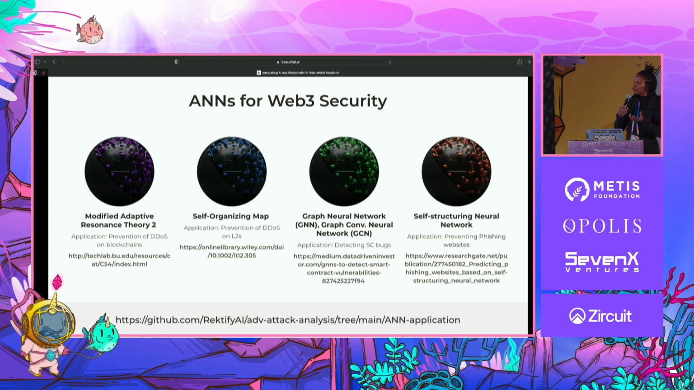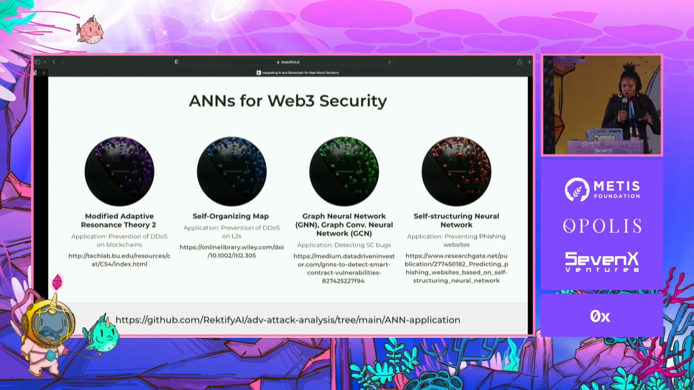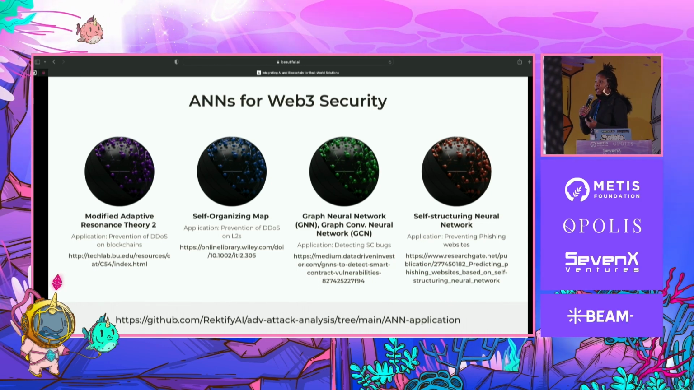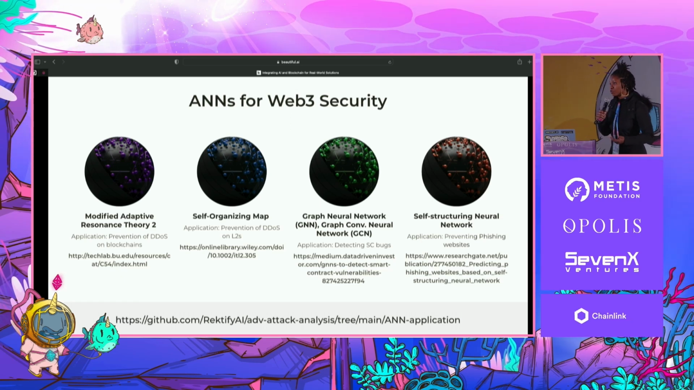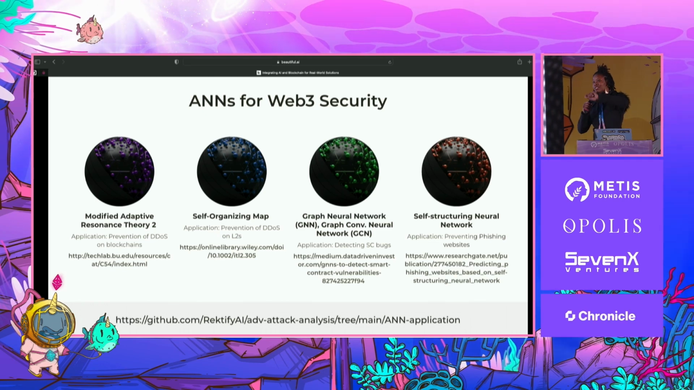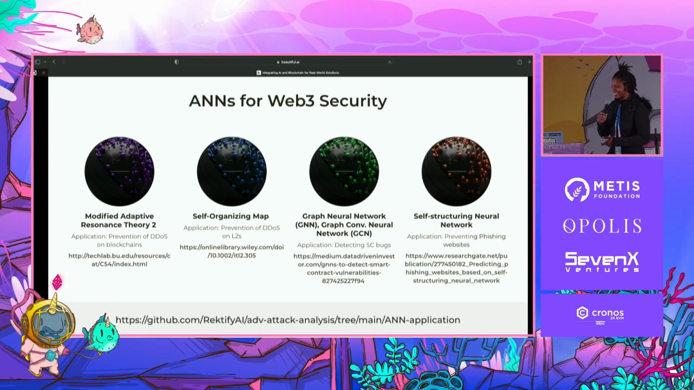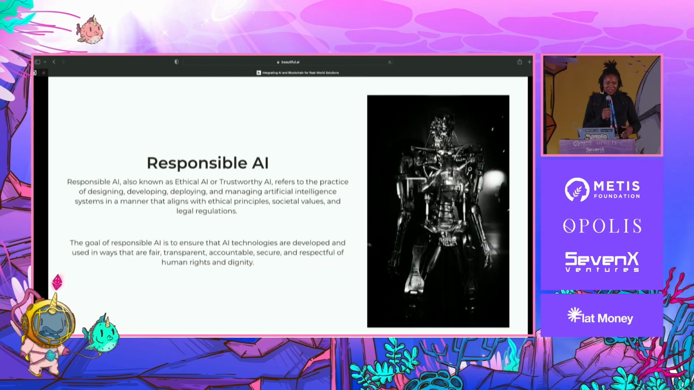Graph neural networks, degree-free graph convolution neural networks can be used for smart contract vulnerability detection. And then also self-structuring neural networks can be used for preventing phishing. So we've seen in the NFT run, there's been a lot of phishing attacks. When we look at Web 2, 80% of phishing attacks was distributed through email. When we look at Web 3, particularly in NFTs, the metric is similar, but it's not through email, it's through Discord. It's through Twitter. So these are some neural network applications that we can use.